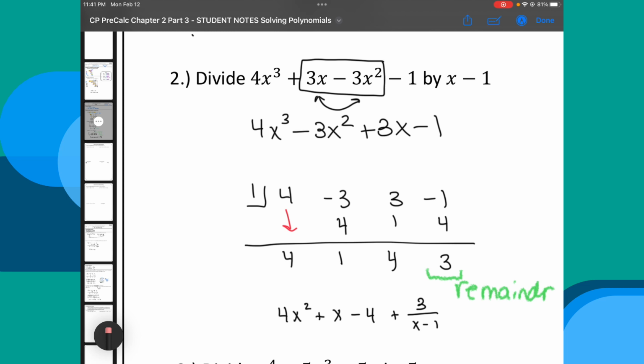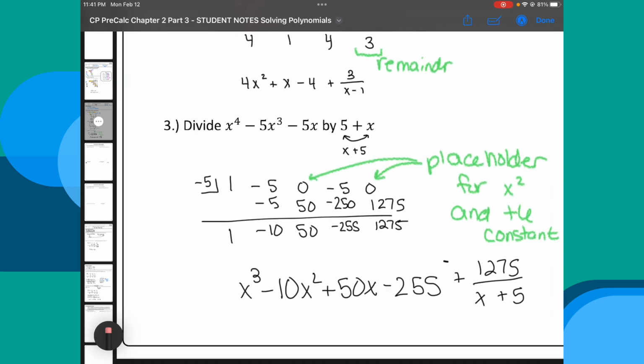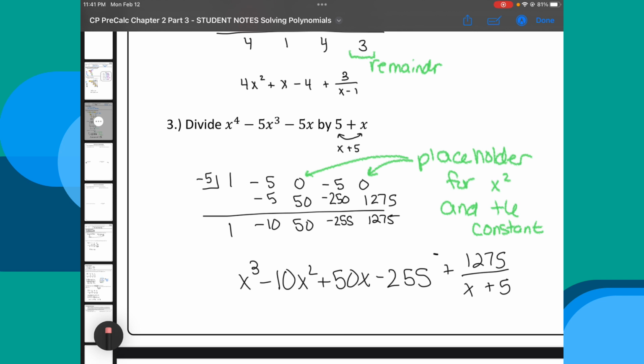And the last one, you had some placeholders missing. So make sure you fill in your placeholders first. And then again, pause the video, go try it, and make sure that you can do long division. Okay, if you need a full video, it's in the first video with long division. So feel free to go and watch that.